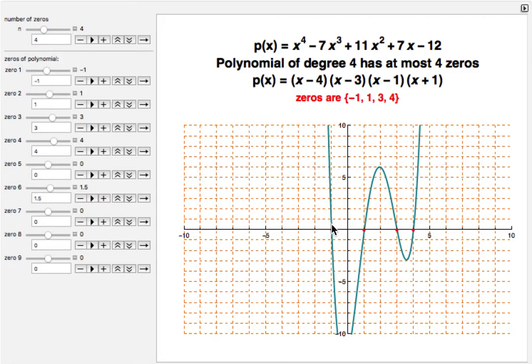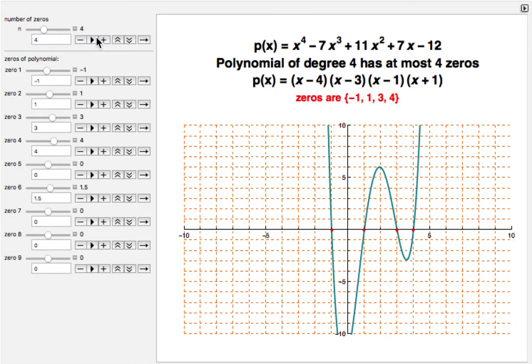We have the function crossing the x-axis at -1, at 1, at 3, and at 4. So our zeros are -1, 1, 3, and 4. And our p of x is the quantity x minus 4 times the quantity x minus 3 times the quantity x minus 1 times the quantity x plus 1, which when you multiply it out comes out to be x to the 4th minus 7x to the 3rd plus x to the 2nd plus 7x minus 12.